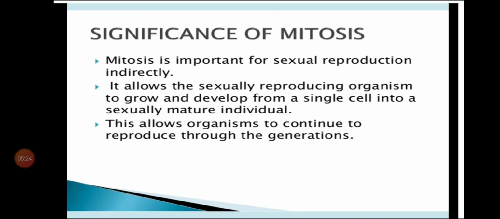It helps in the asexual reproduction of organisms and vegetative propagation in plants. The process of mitosis also maintains the nucleocytoplasmic ratio. Although mitosis is a very reliable process for preserving the genetic makeup of cells or organisms, it cannot introduce variations or new combinations of existing genes.